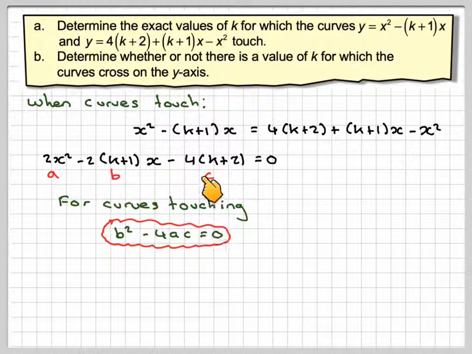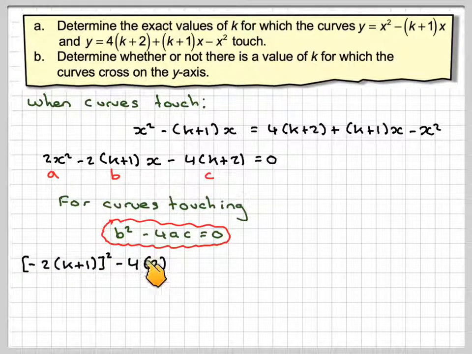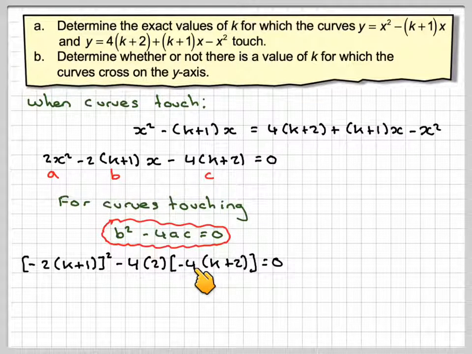If it's greater than 0, then we're finding the values of k where it cuts more than twice. If it's less than 0, we're finding where the curves do not actually meet. Okay, so substituting in, and I have to be careful here, we've got brackets minus 2(k + 1) all squared. So we need to put those brackets in. Minus 4 times my a, which is 2, times my c, which is minus, again, brackets, 4(k + 2), and that's equal to 0.